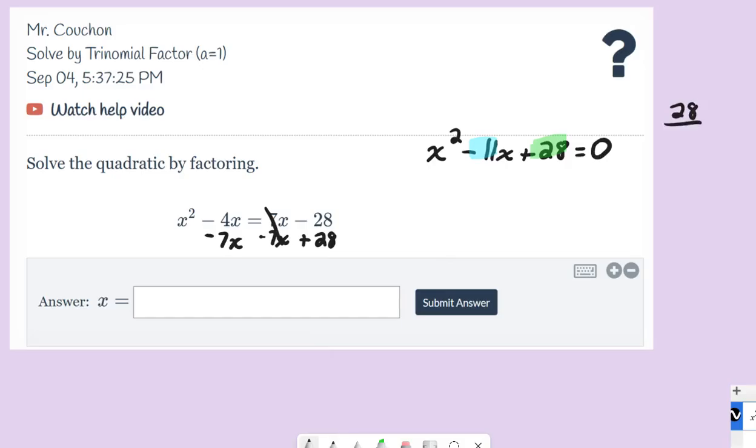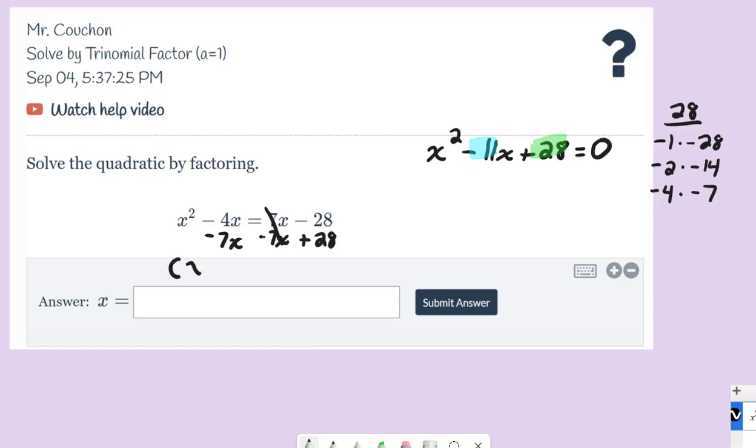So we could start with negative 1 times negative 28. That, when you add them, is definitely not negative 11. We got negative 2 times negative 14. That would give us a product of positive 28, but it's going to be a sum of negative 16. That's not what we're looking for. What about 3? 3 doesn't go in, but 4 does. Negative 4 times negative 7. Yeah, that's going to be positive 28, and when you add those together, you get negative 11. So those are our two values.